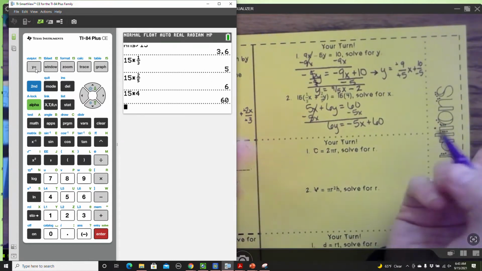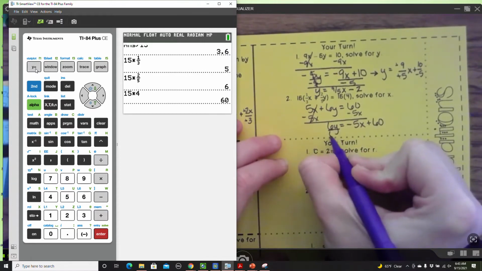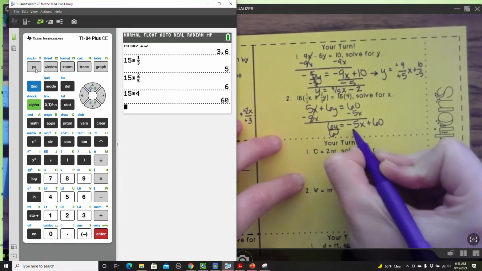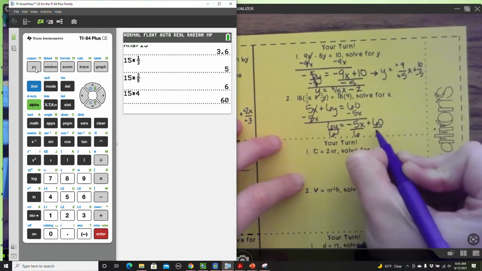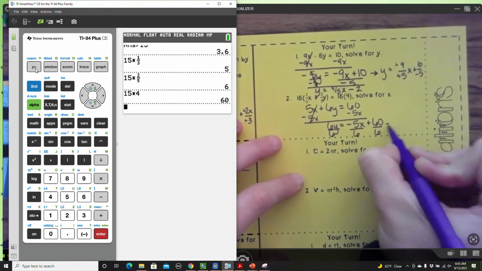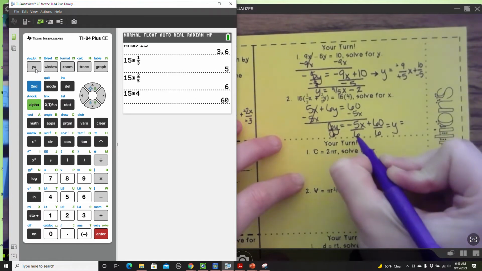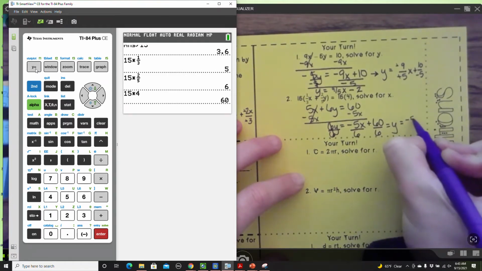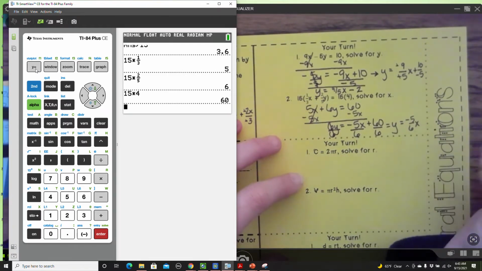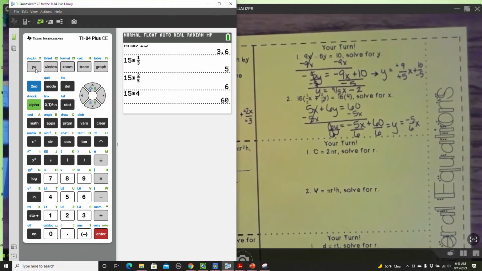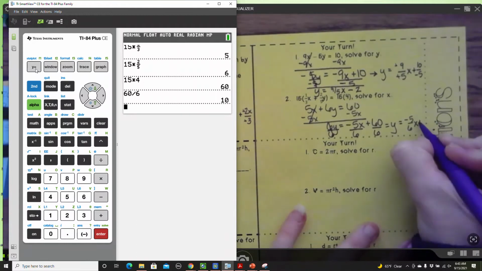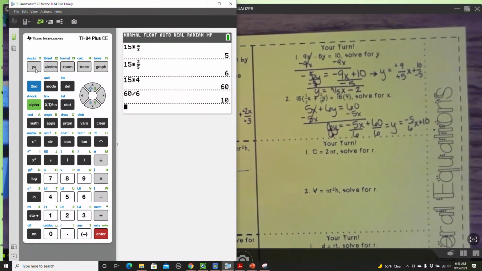Now what I've got to do is divide by the 6. So I'm going to divide this side by 6, and I'm going to go ahead and just do each piece divided by 6 and save us a step there. So the 6's cancel. Negative 5 over 6 does not simplify anymore. And if you're not sure if it simplifies, type it in your calculator and hit enter. And then 60 divided by 6 just gives me a 10.